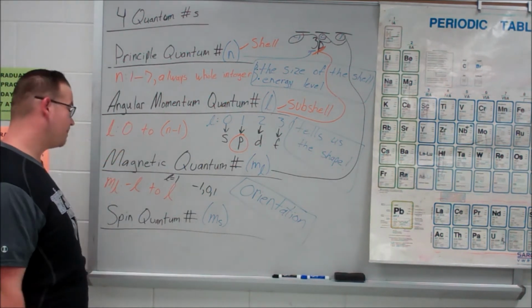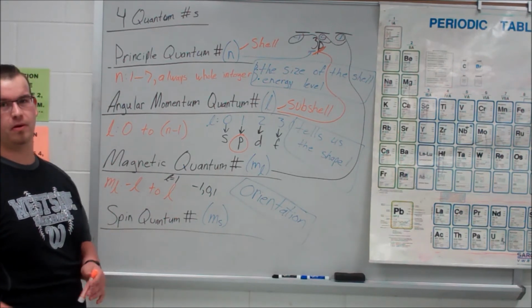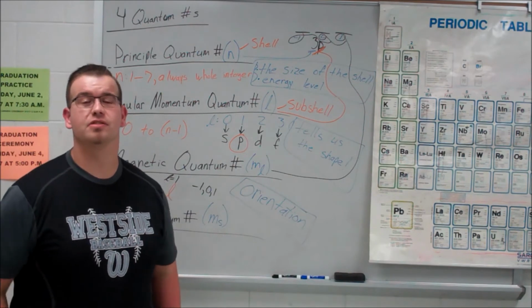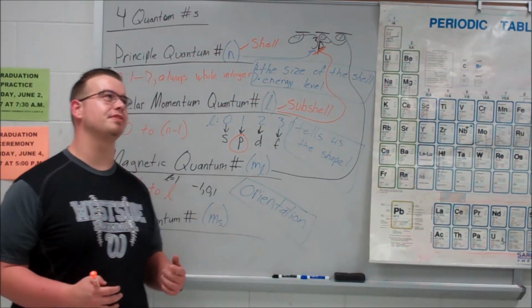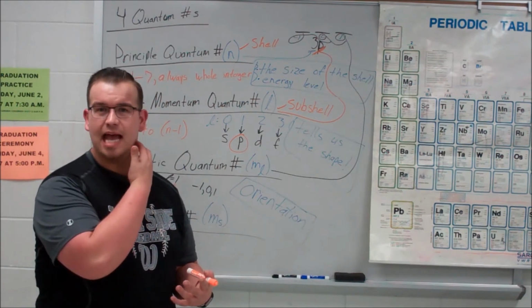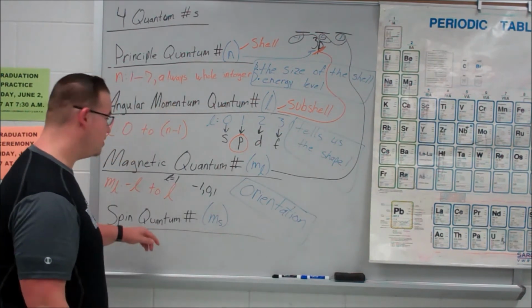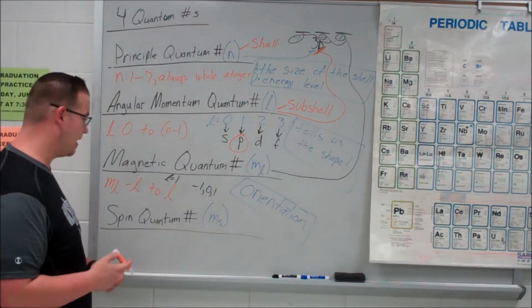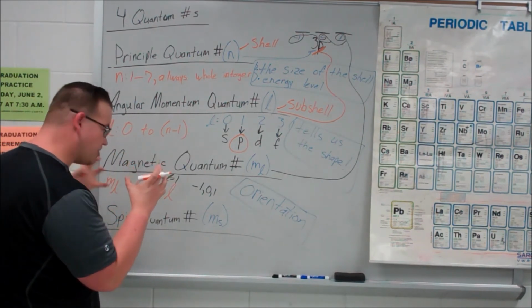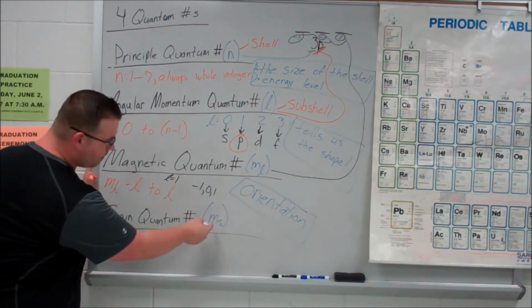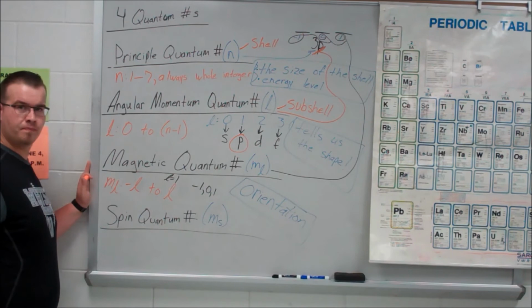The last one is the spin quantum number. Electrons have to spin in different directions. Why? Because they're like charges. So they have to have something to overcome the natural repulsion force that's happening from the like charges. So what they do is they spin. And what it will create is this electromagnetic attraction force between those electrons. And it's abbreviated M sub S.